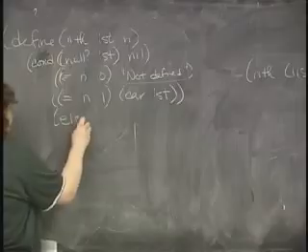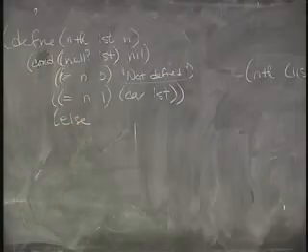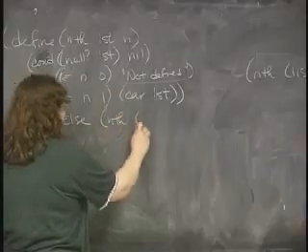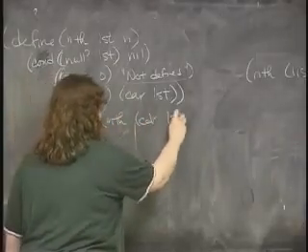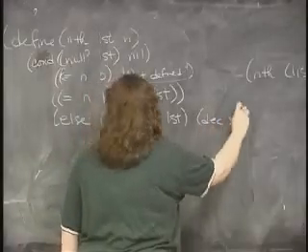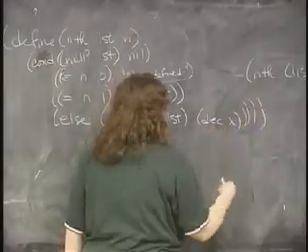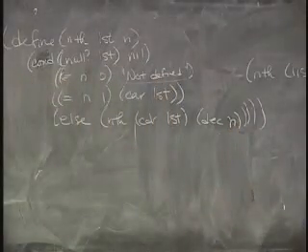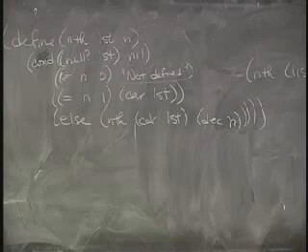Otherwise, we will do what? We'll call nth on the cdr of the list, and then decrement x. Sorry. And x, a, b, you know. That's what the interpreter's for, being you did it wrong.